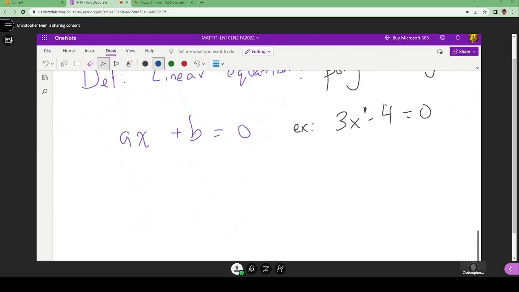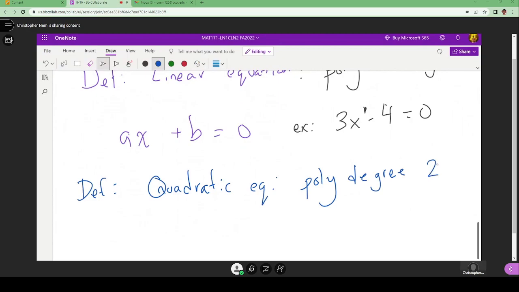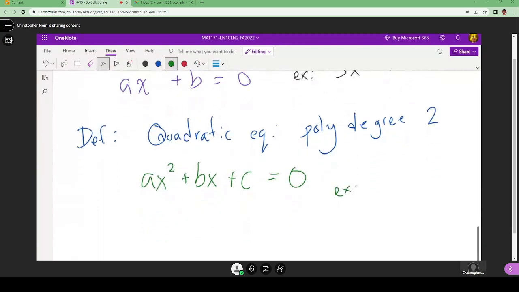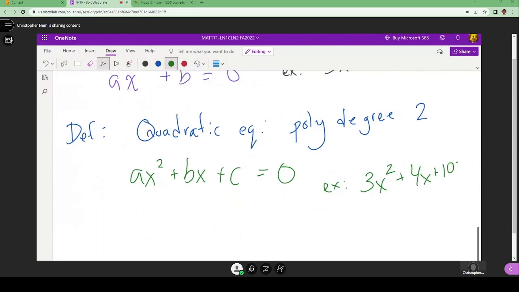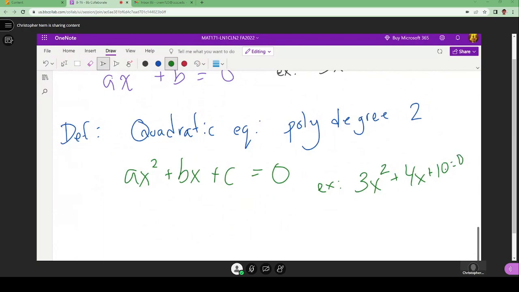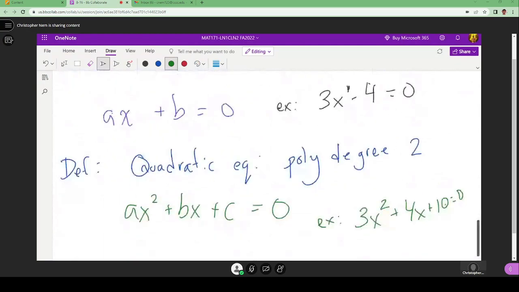The next definition we're going to cover is a quadratic equation. A quadratic equation is similar to a linear equation, except instead of degree 1, we have a polynomial with degree 2. So this is going to be in the form of ax squared plus bx plus c equals 0. And you might think of an example. Examples are easy: 3x squared plus 4x plus 10 equals 0. Boom. So these are the definitions we'll be working with today, these equations.